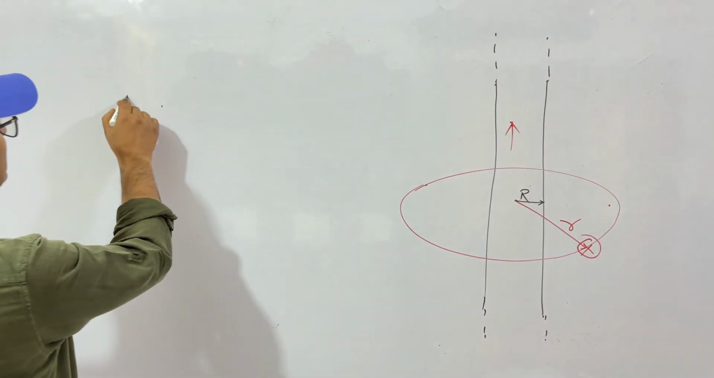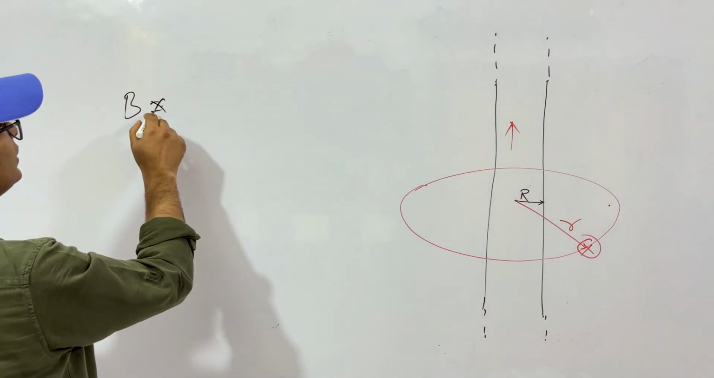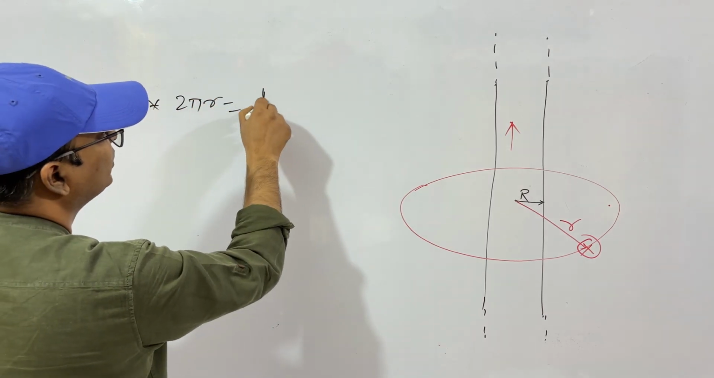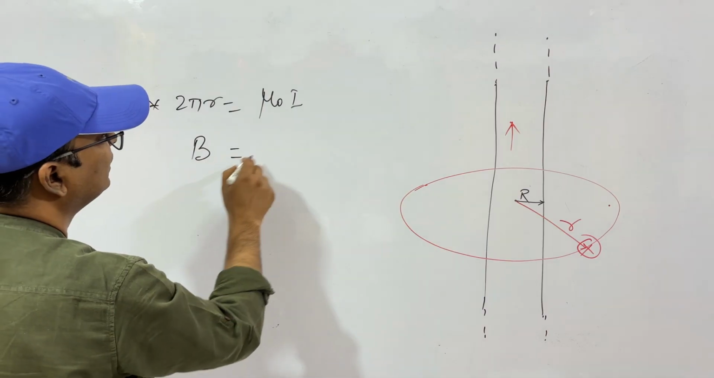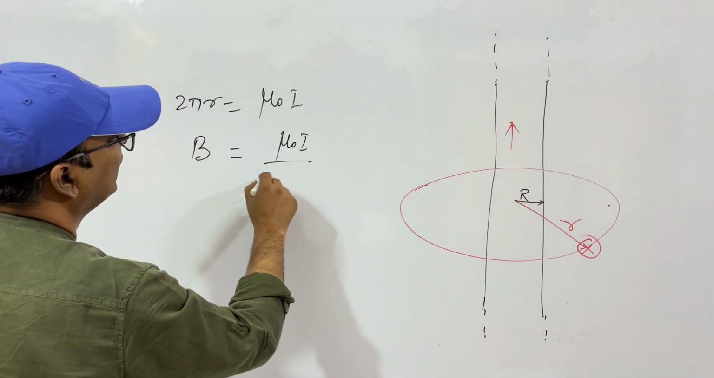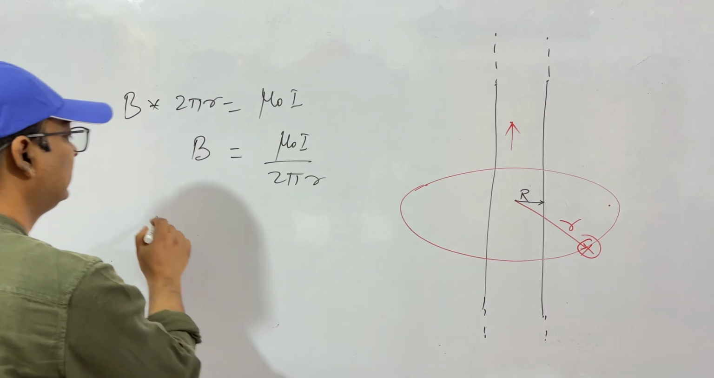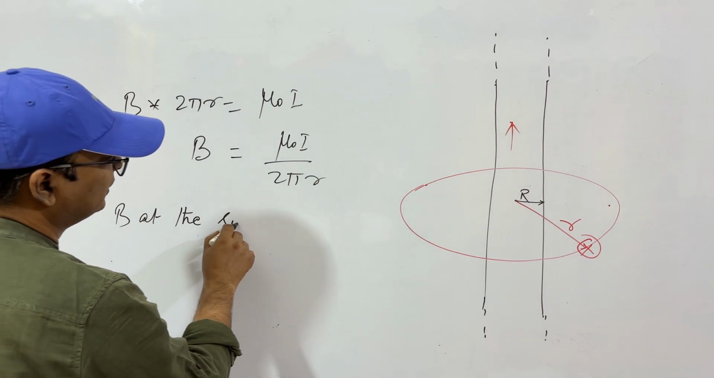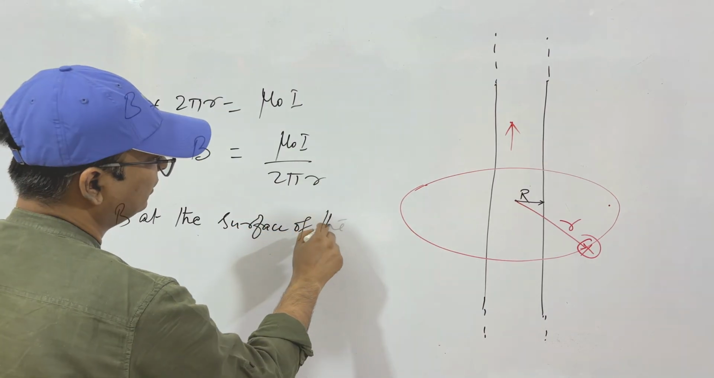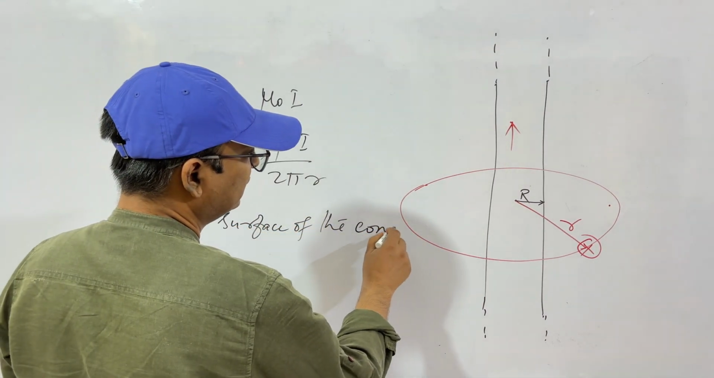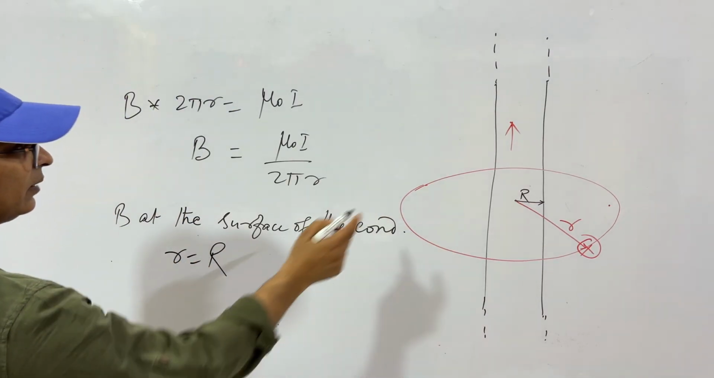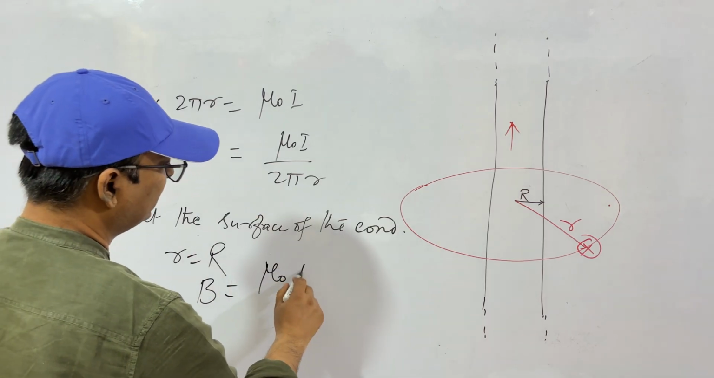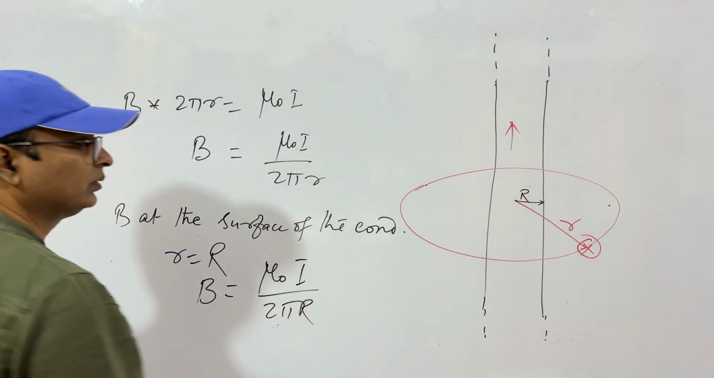So what will be the magnetic field? This will be B times 2 pi r, equal to mu 0 I. So you have magnetic field intensity equal to mu 0 I by 2 pi r. Now, what will be the magnetic field intensity at the surface of the conductor? At the surface, small r will be equal to capital R, that is, this radius. So the strength of the magnetic field will be mu 0 I by 2 pi R.